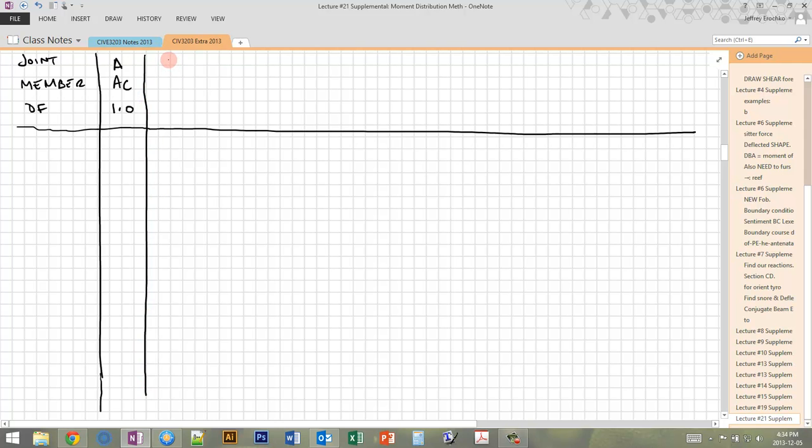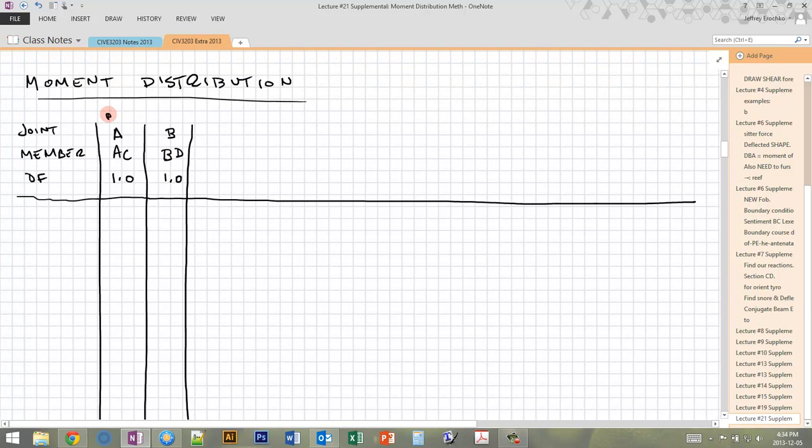I'm going to put a vertical line. Okay, next joint is B. Again, there's only one joint. This is our pin, right? So we have BD, and the distribution factor is 1.0. I'm going to put a vertical line. Okay, I'm also going to mark these as pins so that I remember when I'm doing the analysis that I can't carry over into the pin, and we'll see that in practice.